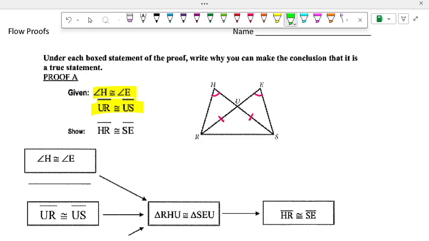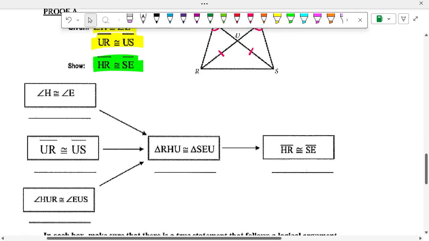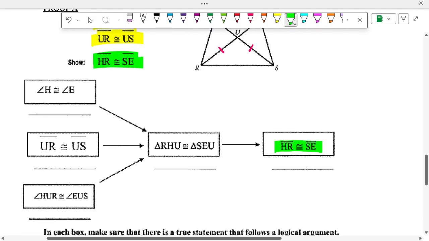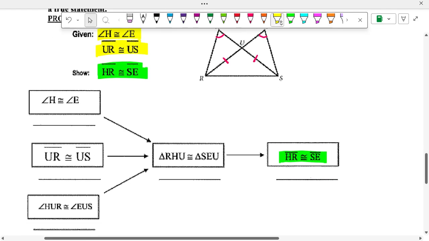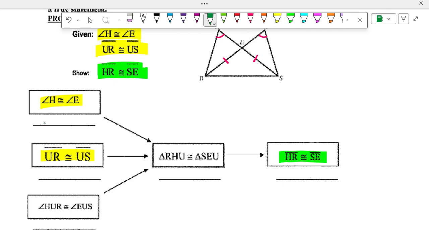I then look at what they want us to show so I can kind of figure out a plan of attack. So they want us to show that those two segments are congruent. Now, if you look, that's your last statement. Now, whenever you start a proof, you always start by stating your givens. And the reason for them is literally just given. There's no fancy reason. They just gave it to us. That's all we have to come up with.